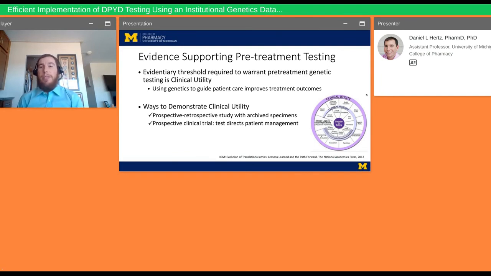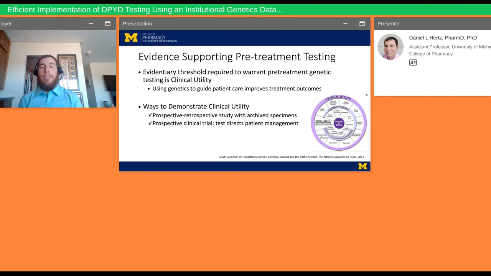When we think about the evidence supporting pretreatment testing, we think about what is the evidence of clinical utility. So clinical utility is defined as the use of genetics to guide patient care improves treatment outcomes. I believe that I have presented the evidence showing that treatment outcomes are improved in our DPYD variant carriers based on pretreatment genotyping. There are two ways to demonstrate clinical utility based on a report from the Institute of Medicine. The first is a retrospective analysis of a prospective clinical trial using archived specimens, and I showed you that in this study from the NCCTG.